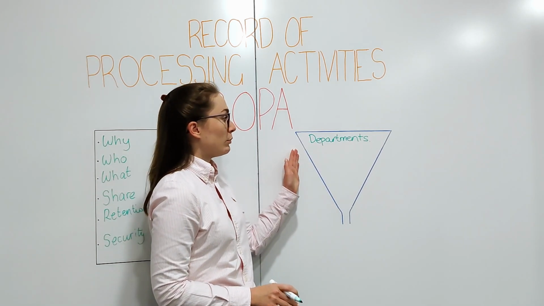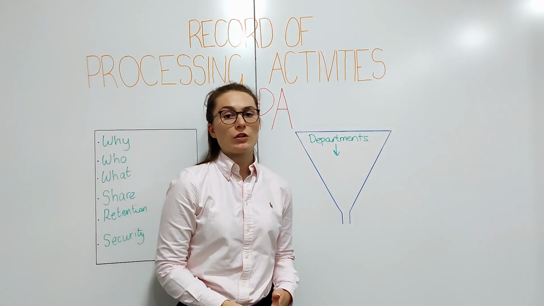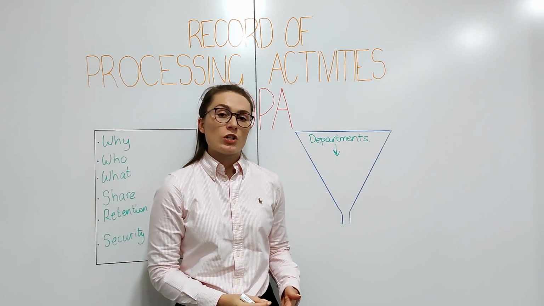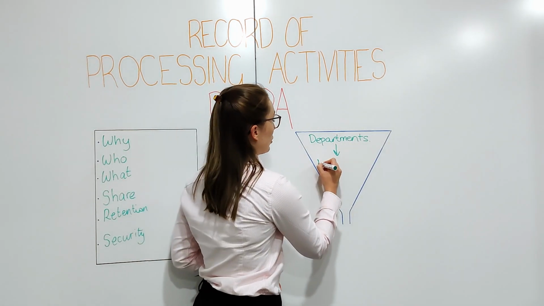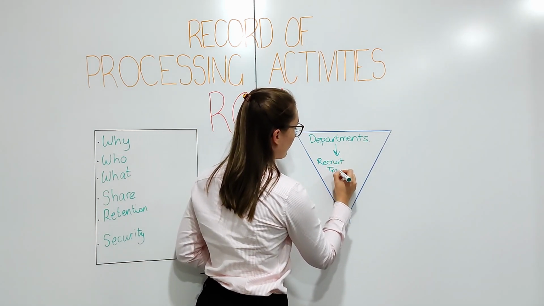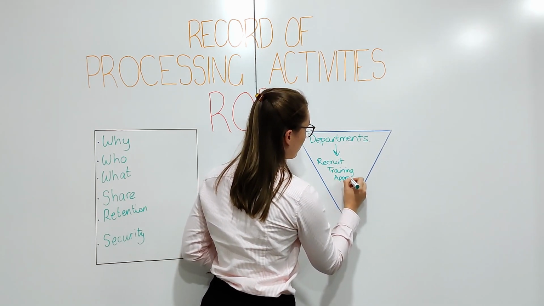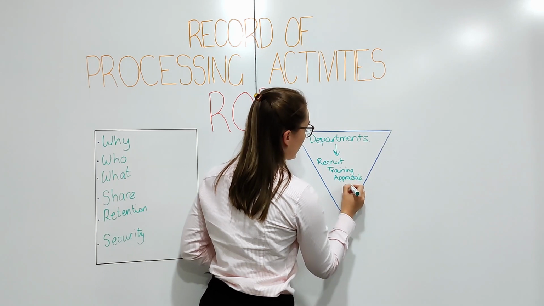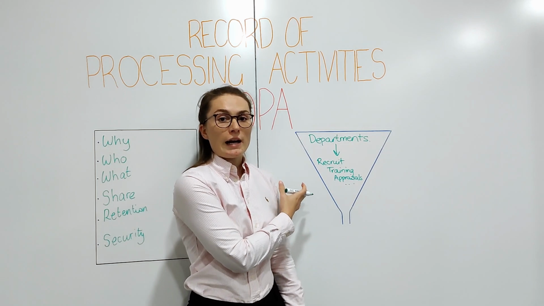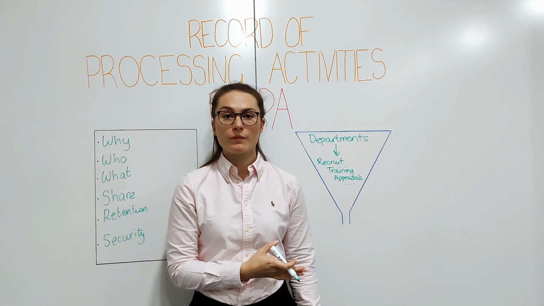And from this broad starting point, we need to break it down. We need to bring it more narrow. And that's because our ROPA needs to be granular. We need to avoid generic entries. So in HR, that can be broken down into recruitment, training, appraisals, etc. And once we've identified these granular items, each of these questions need to be answered in respect of it.